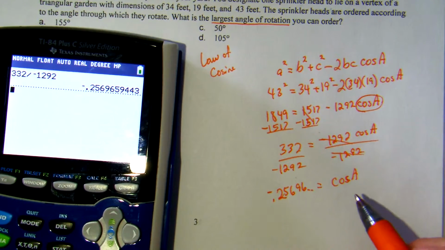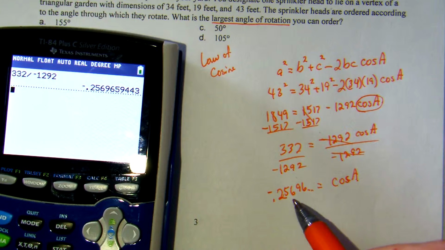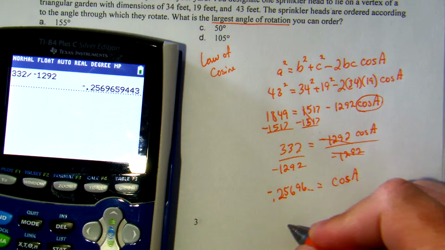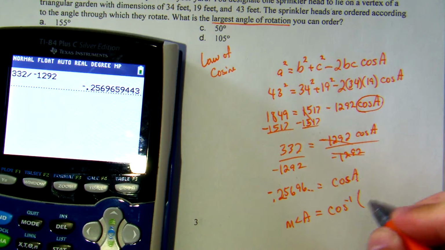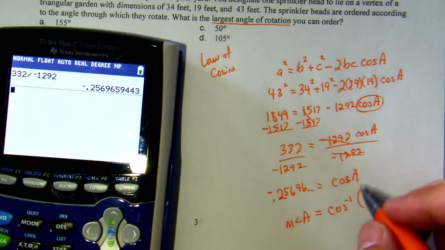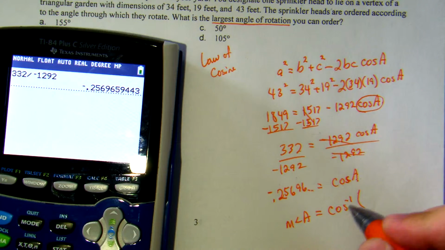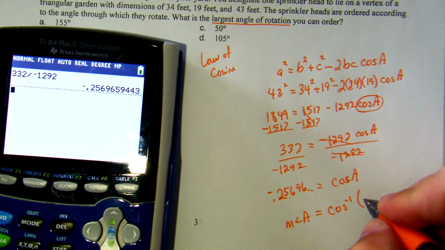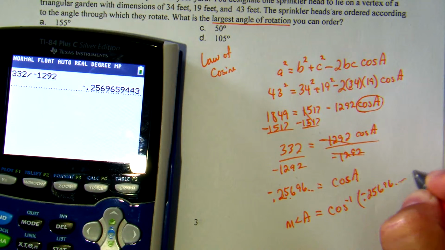We know, according to our practices from before, that cosine of an angle equal to some value x tells us that the measure of the angle A is cosine inverse of x, or whatever this number is. Right? We talked about the concept of dividing cosine out of that angle, and 1 over cosine is like cosine inverse. So that's cosine inverse of negative 0.25696, and so on and so forth.